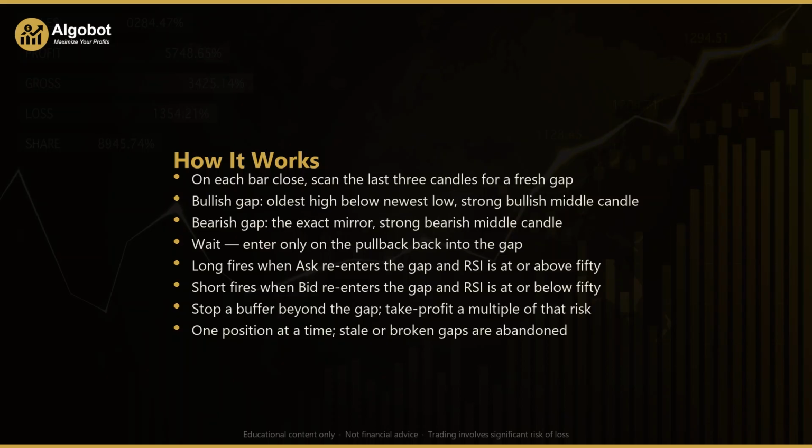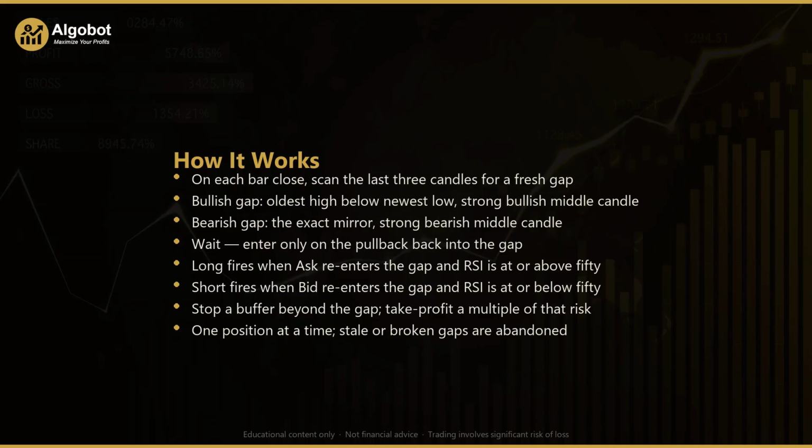Once a gap is detected, the strategy tracks just that single most recent imbalance and waits. It does not enter immediately. Entry only happens on the pullback, at least 1 bar after the gap forms, when price retraces back into the pocket. For a bullish gap, the EA signals a buy when the ask price re-enters the gap zone and, crucially, RSI is still at or above the trend level of 50. For a bearish gap, the EA signals a sell when the bid price re-enters the gap zone and RSI is at or below 50. Both the structure and the momentum gate must agree at the same moment.